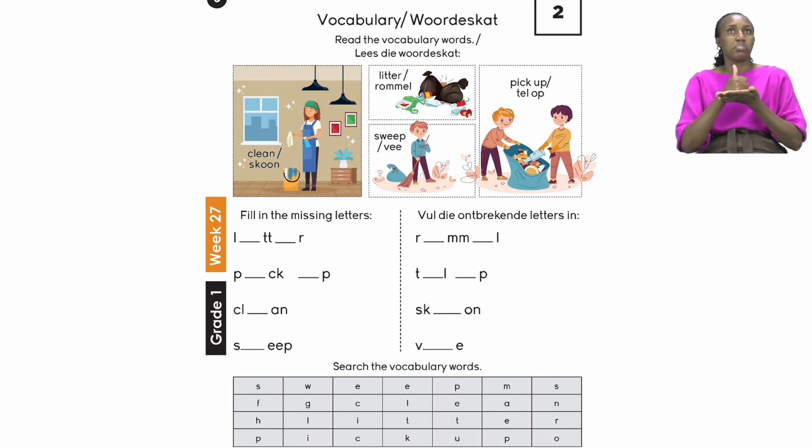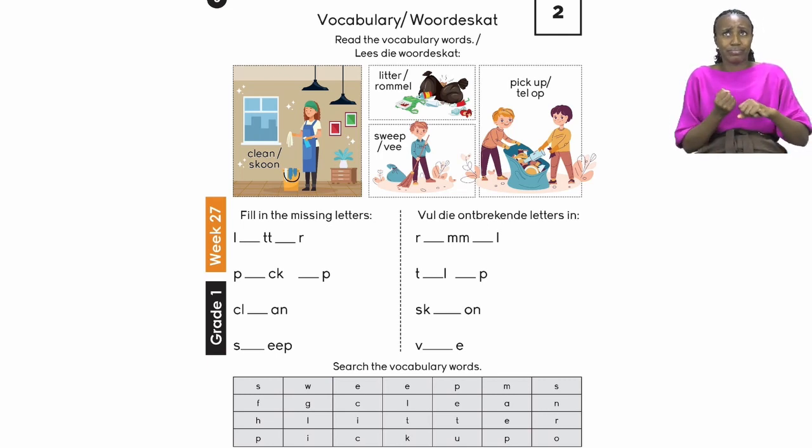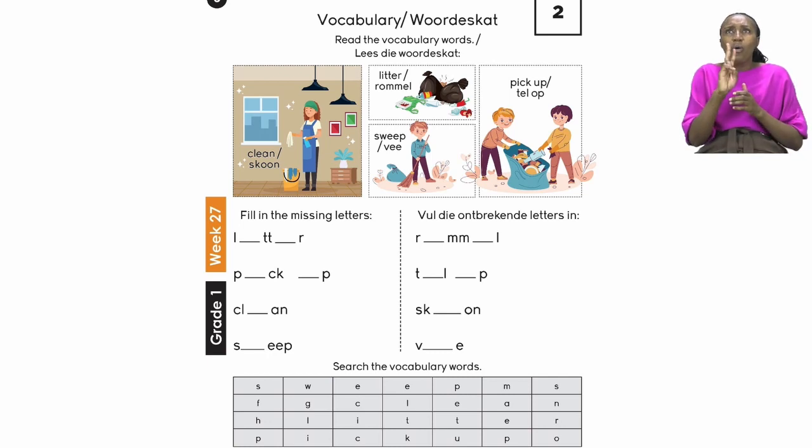Clean. The next one that we can see are black plastic bags filled with items. This is called litter. Litter. The next one we can see is of a boy who seems to be cleaning the floor by sweeping. The word is sweep. Sweep. Then the last picture we can see are two friends helping each other clean up. The words here are pick up. Pick up.